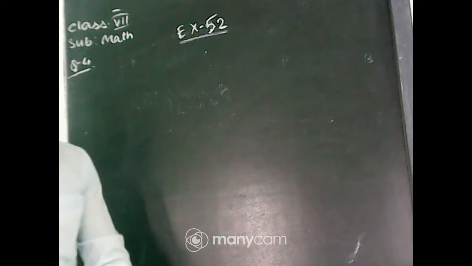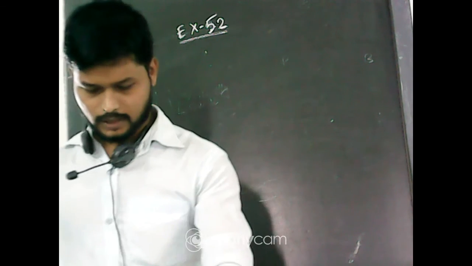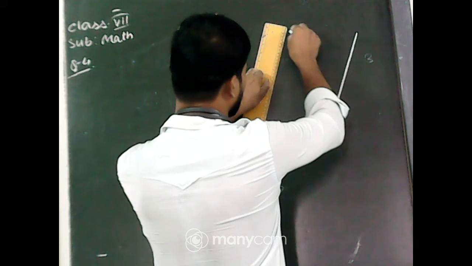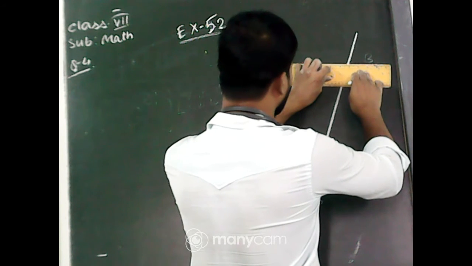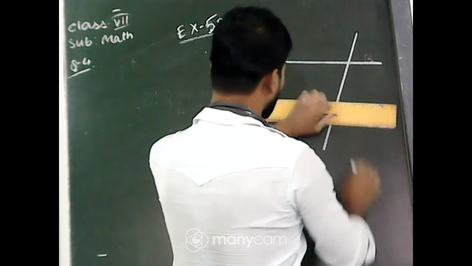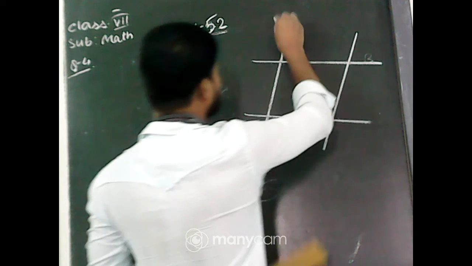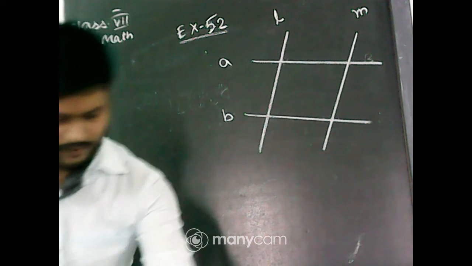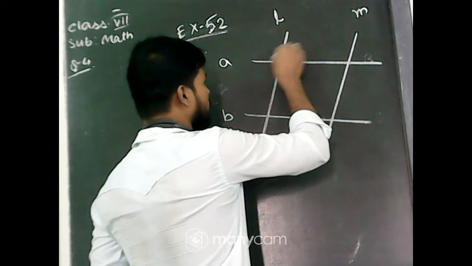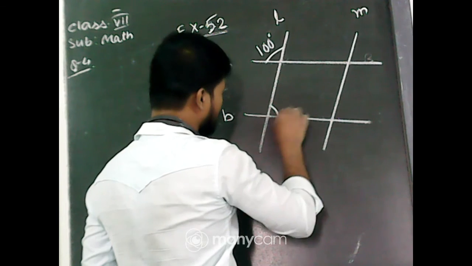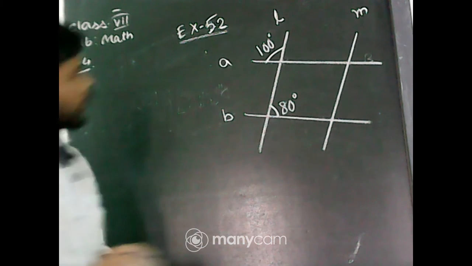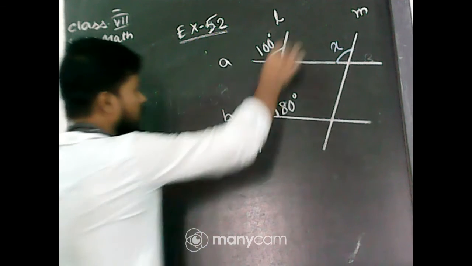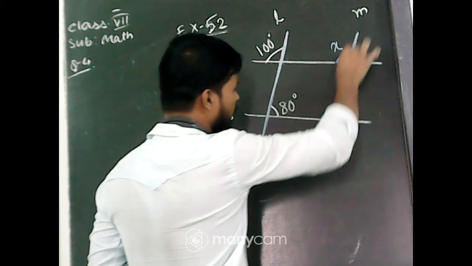Now, in the second question, there are 4 lines. The line L and one line M. So this is the L line, this is the M line, and there are 2 other lines, one is A and one is B. It is given that this angle is 100 degrees and this angle is 80 degrees, and we have to find the measurement of this angle. What is the value of this angle? And it is given that the line L and the line M are parallel to each other.